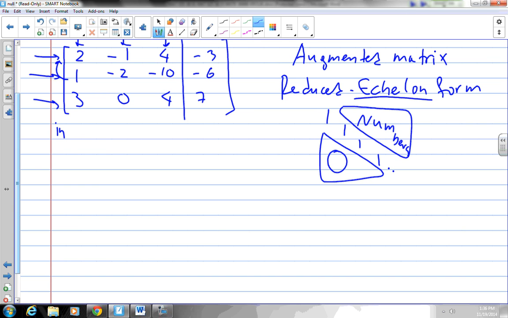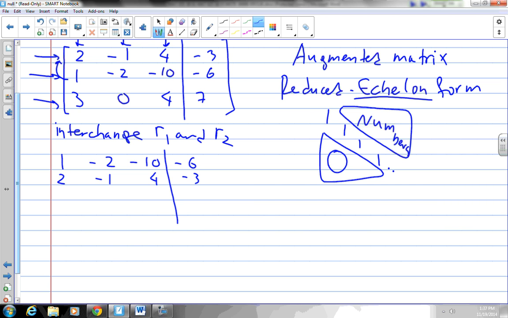So I'm going to interchange row 1 and row 2. So then I'm going to rewrite this. It's going to be a lot of writing, as some of you might have pointed out. 1, -2, -10, -6, and then 2, -1, 4, -3, and then 3, 0, 4, 7.